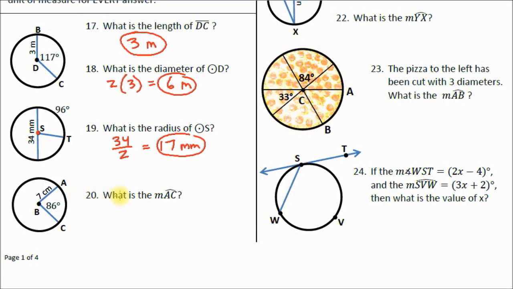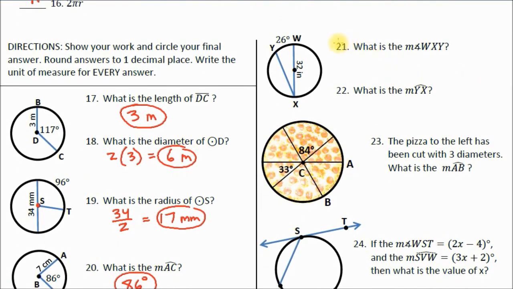Last question in this column, number 20. What is the measure of arc AC? Well, I can see that this arc AC is intercepted by this central angle ABC. And if we know the measure of the central angle, which is 86 degrees, then we know the measure of arc AC must also be 86 degrees. Sorry, if the measure of ABC is 86 degrees, then the measure of arc AC is also 86 degrees.